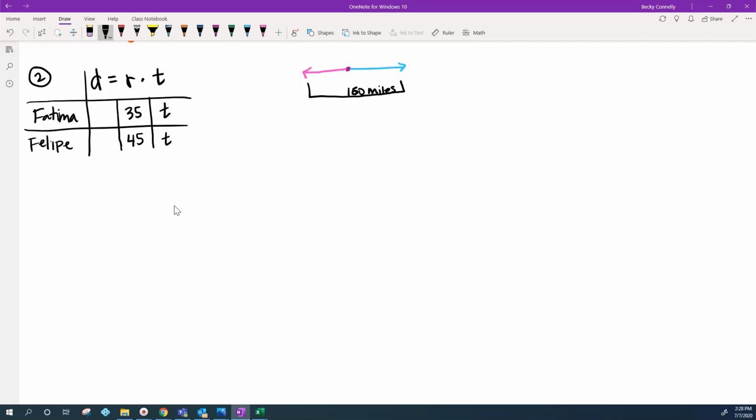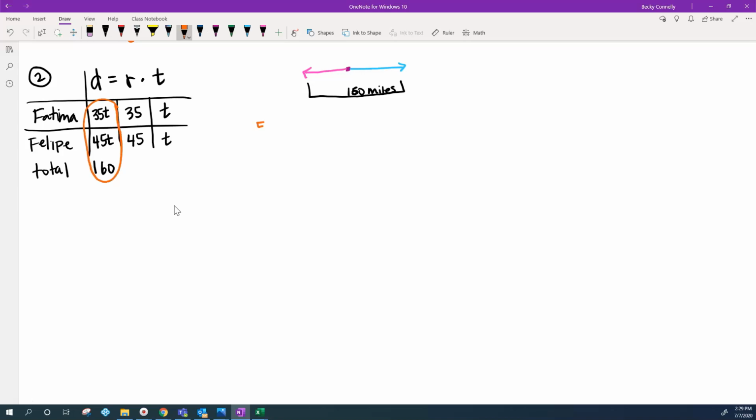so our time is just going to be represented by t. And the other thing to keep in mind here is that we don't know which distance each of them went, we just know a total distance together. Then we need to think about how distance is the same thing as rate times time. So I'm going to represent my distance as 35t and 45t. And then I know that they went a total distance of 160. So this becomes the equation that I'm working with.